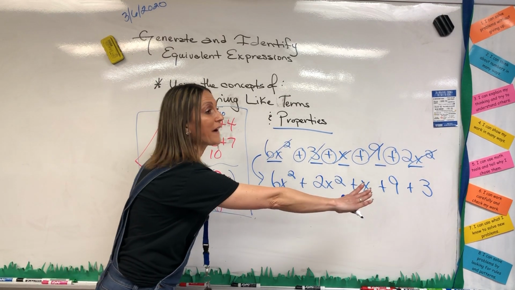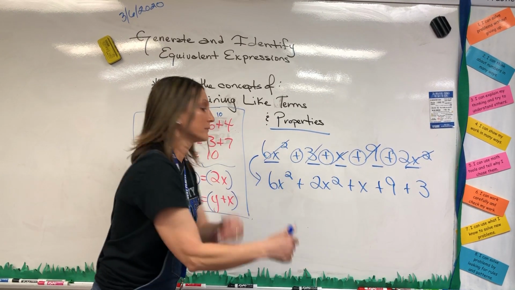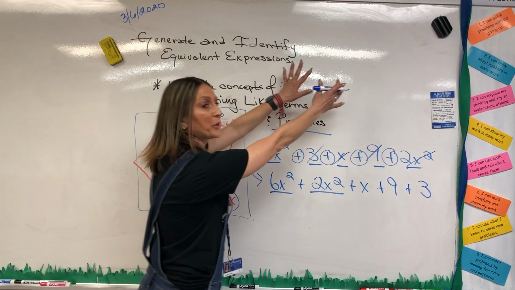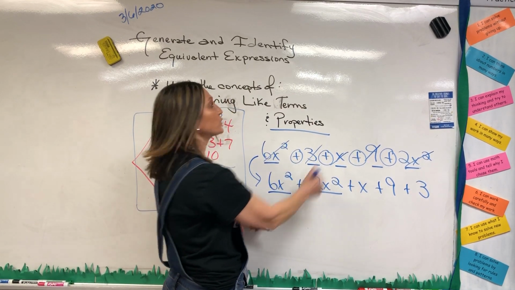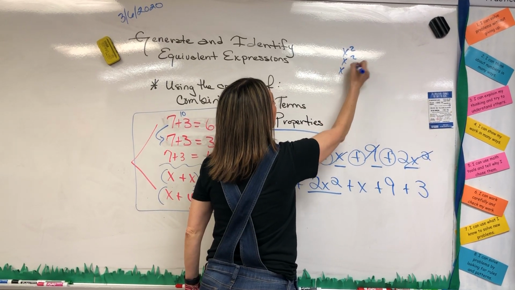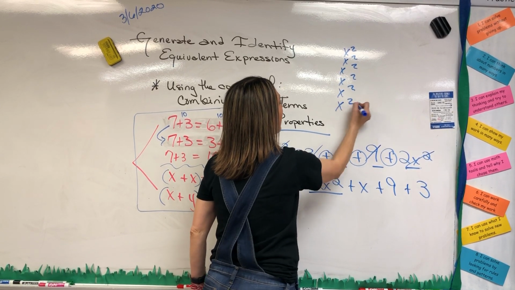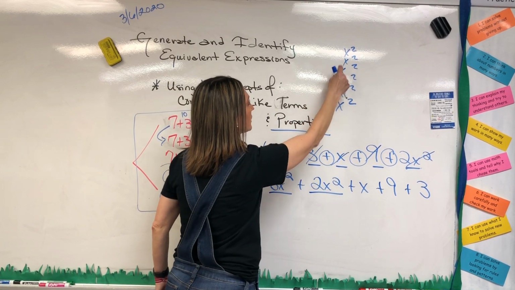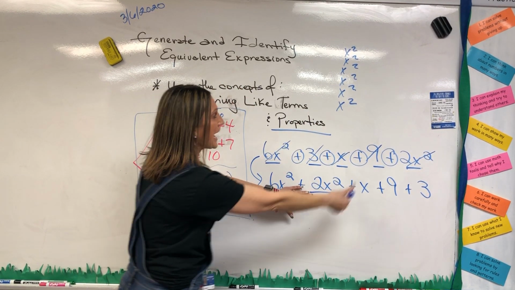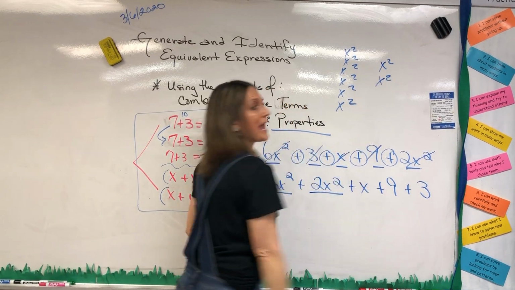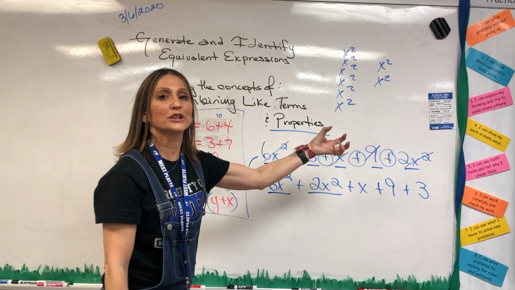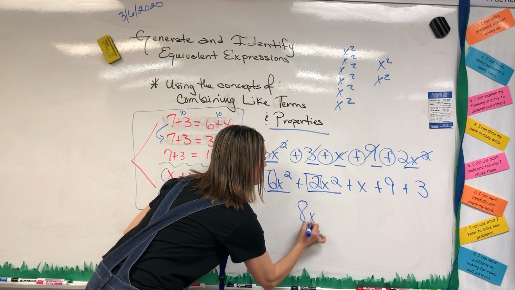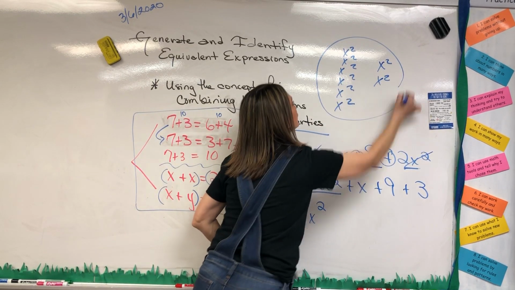I looked to see, are there any variables that are the same, that have the same power? Right here, 6x squared, 2x squared. Corey's going to, maybe I'll put it up here so he doesn't have to pan over. What this really means is x squared, x squared, x squared, x squared, x squared, x squared. How many x squares do I have? I have six of them. How many x squares do I have here? I have two of those. How many x squares do I have altogether? Six and two make eight x squared.